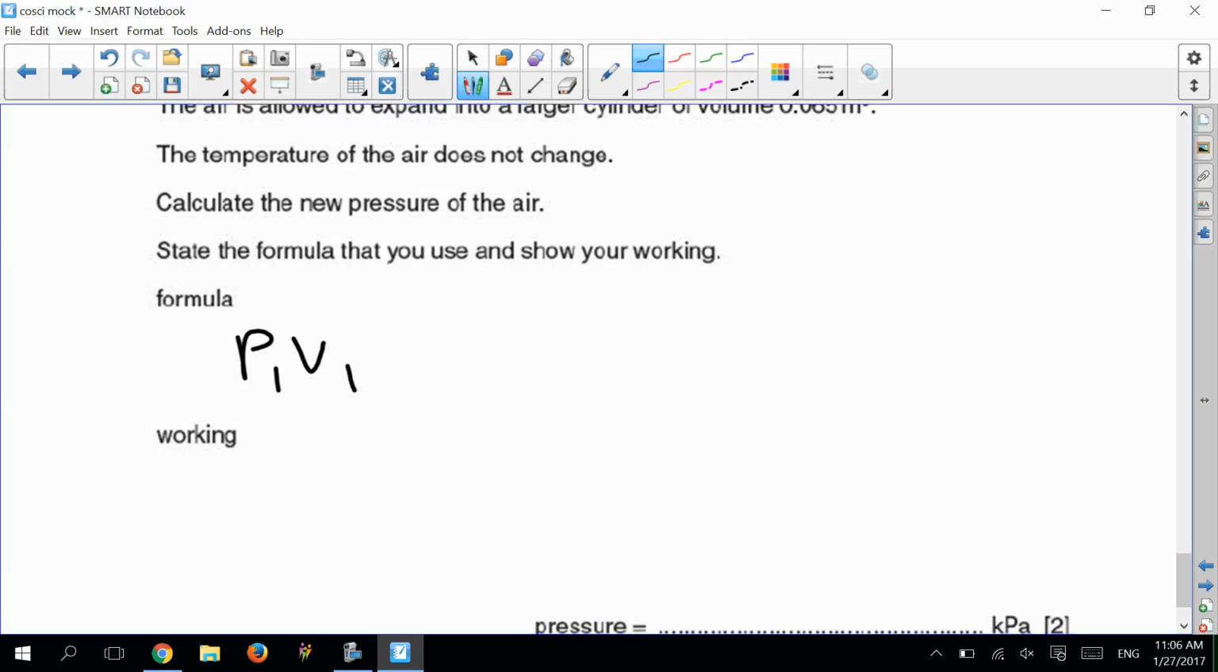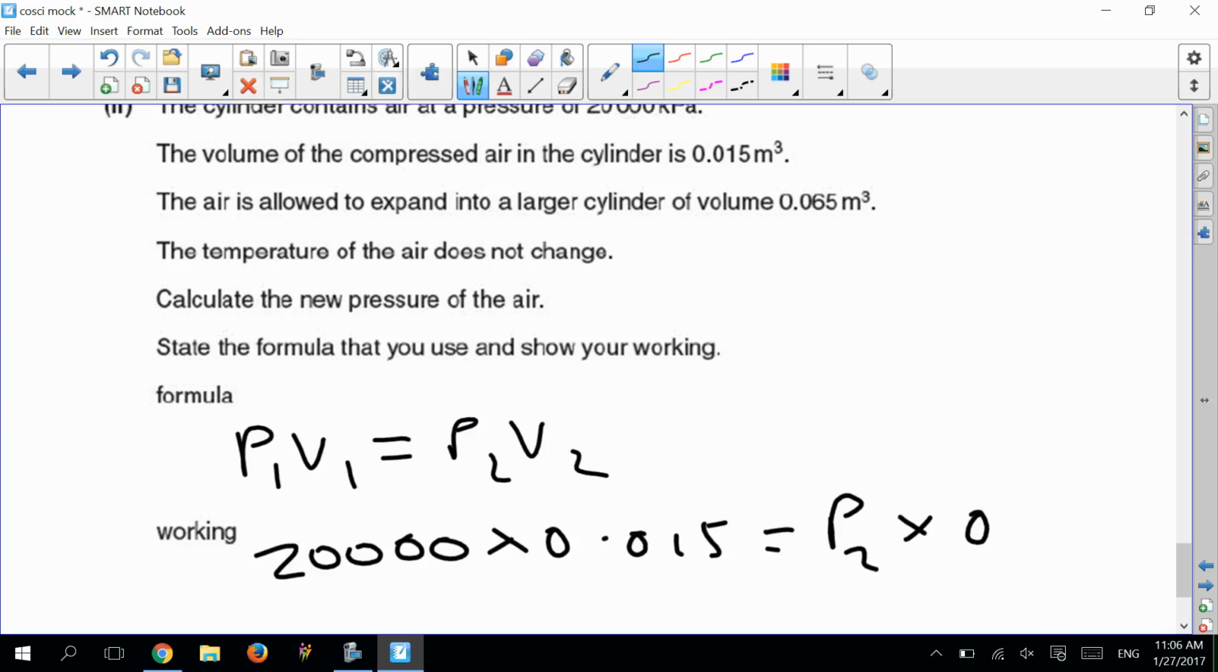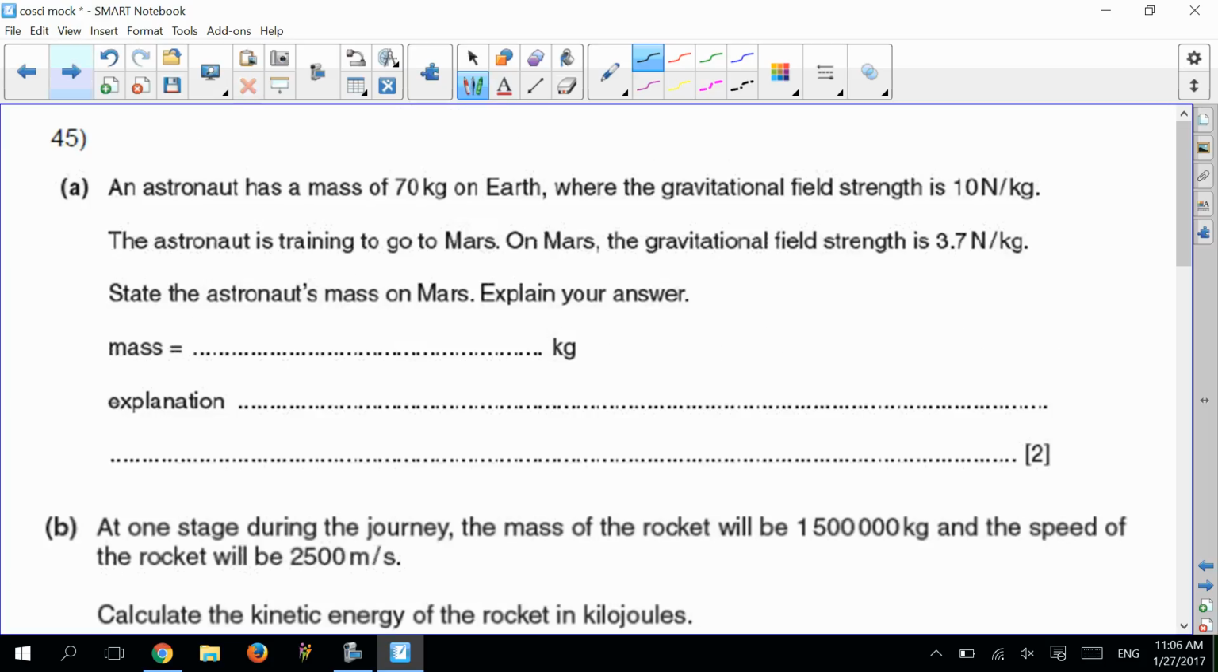So we're looking to use P1V1 is P2V2, and our working would be 20,000 times 0.015 is equal to P2 times 0.065, so there's 0.065, there's 0.015, and that gives us a pressure of 4,615 kilopascals. Okay, moving on to the next question, question 45.